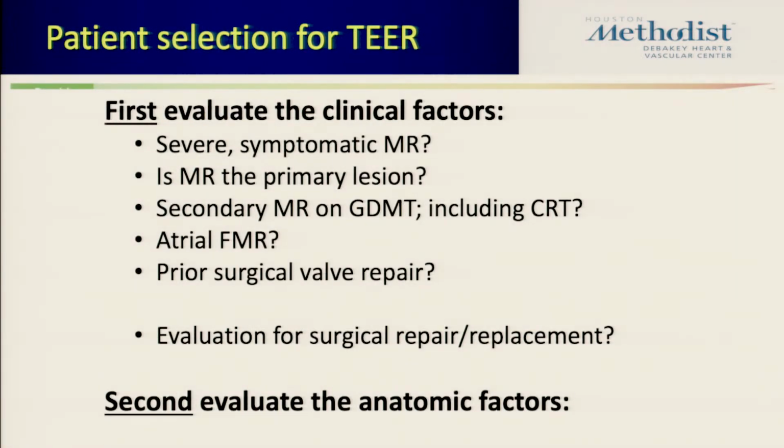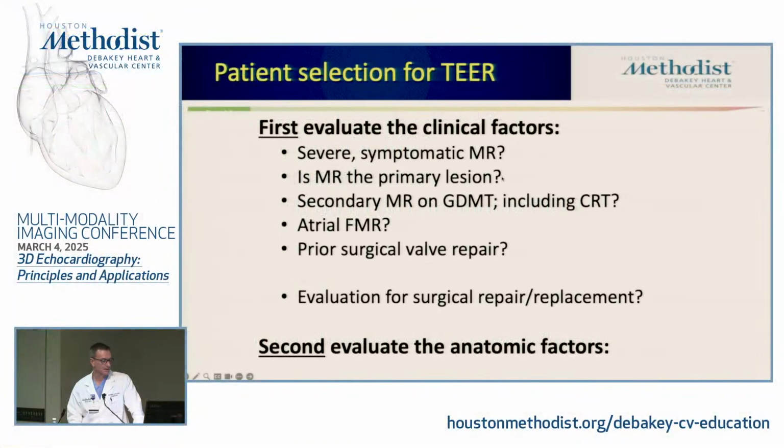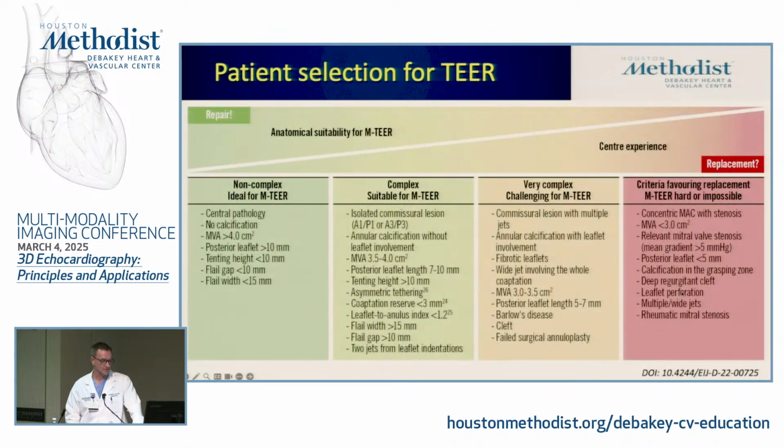So in TEER, there's a lot of patient selection, and we sort of screen these patients all week long. The basic clinical things: symptomatic, severe MR, is it primary or secondary? Have they had GDMT? Have they seen a surgeon? Do they have another surgical option, yes or no? But after all that, then you get into the anatomic stuff, which is where the imaging comes in.